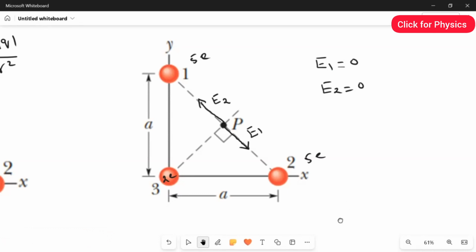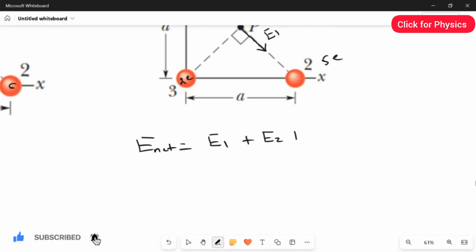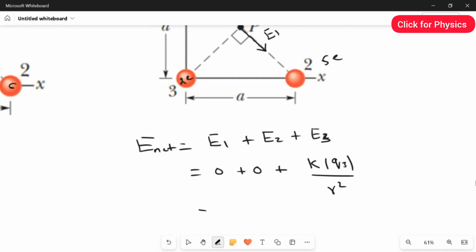So what we have to do is write the formula. As we know, the net electric field formula is E1 plus E2 plus E3. As we already know, E1 and E2 are 0, so that means 0 plus 0 plus the third term. We have to consider only the third charge, so I write the formula K times the magnitude of the third charge divided by R square, right? Now I have to substitute the values.